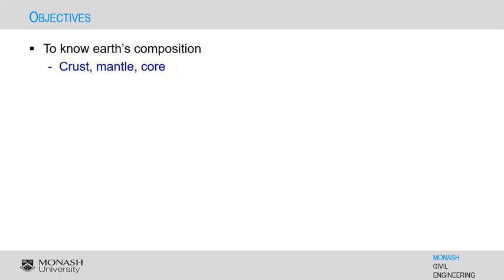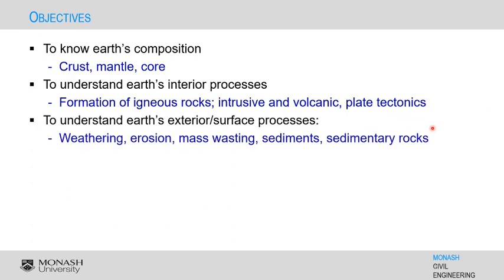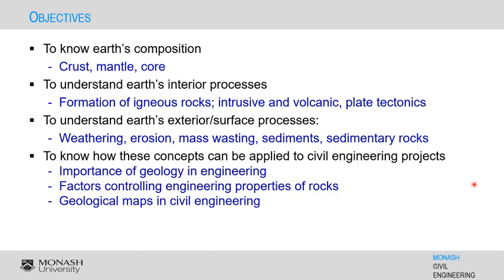We will discuss details of earth composition, earth interior process such as formation of igneous rock, intrusive and volcanic, plate tectonics, Earth's exterior surface processes such as weathering, erosion, sediments, sediment rocks, and finally, how these concepts can be applied to civil engineering projects. We will discuss the importance of geology in engineering, factors controlling engineering properties of rocks, and geological maps in civil engineering in this section.